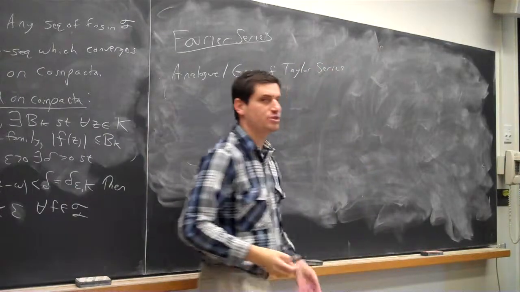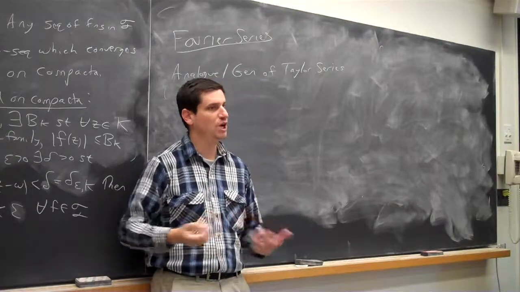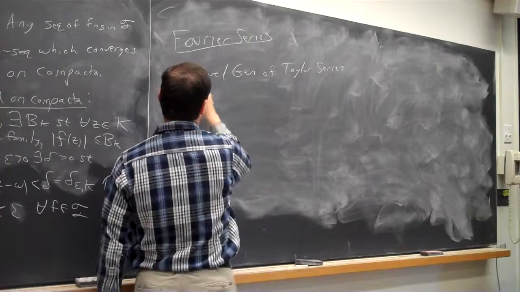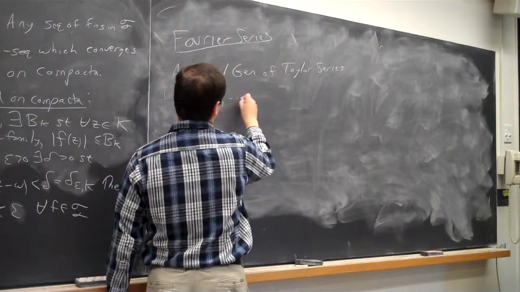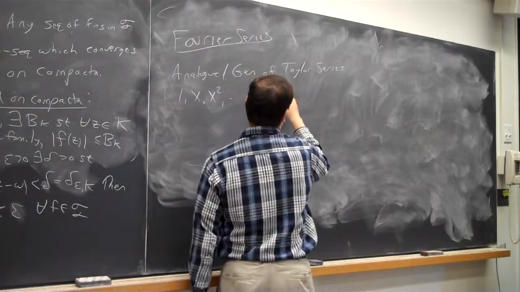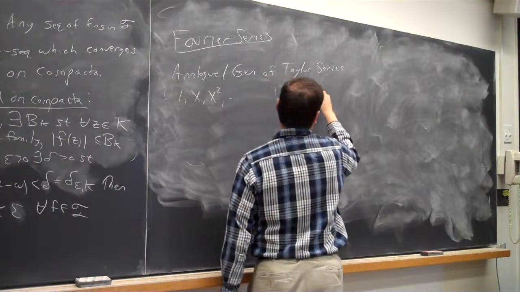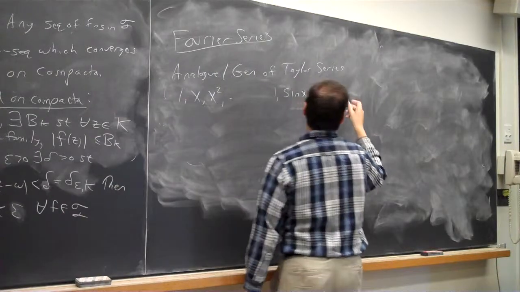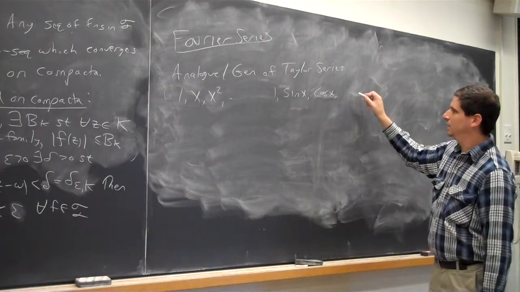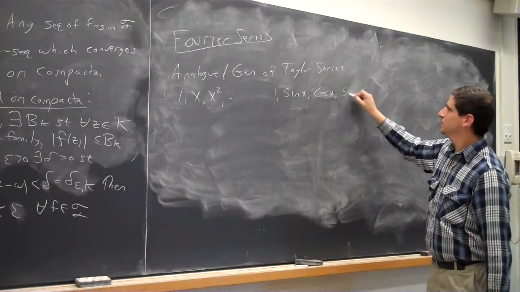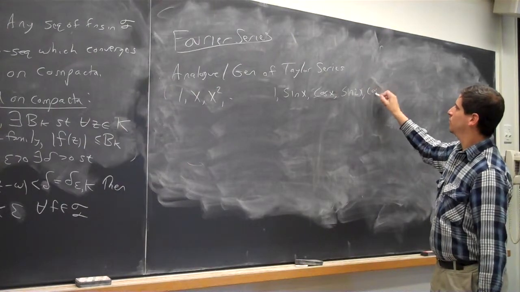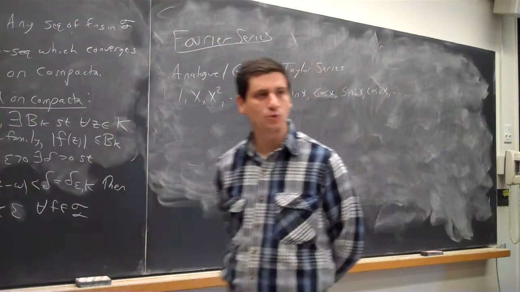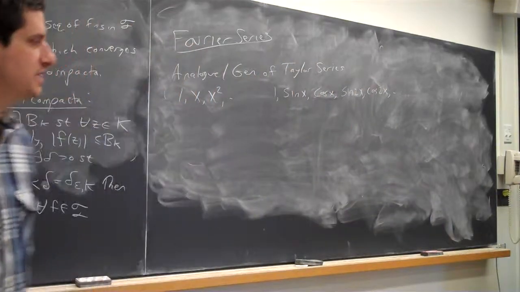And the idea with Taylor series is we try to replace a complicated function with simpler functions that are easy to understand. So instead of 1, x, x squared, we're going to use 1, sine x, cosine x, sine 2x, cosine 2x, and so on and so on and so on. So instead of using 1, x, x squared, we're going to use sines and cosines.